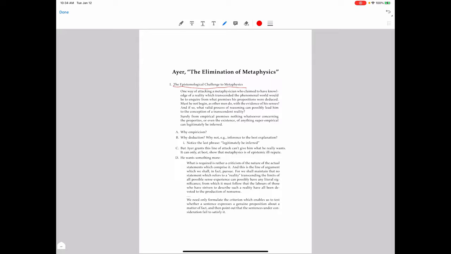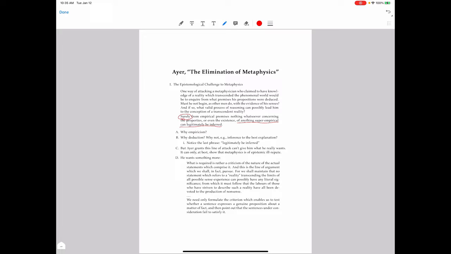One way of attacking a metaphysician who claimed to have knowledge of a reality which transcended the phenomenal world would be to inquire from what premises his propositions were deduced. Must he not begin, as other men do, with the evidence of the senses? And if so, what valid process of reasoning can possibly lead him to the conception of a transcendent reality? Surely, you gotta love it when a philosopher uses surely. In any case, surely from empirical premises, nothing whatsoever concerning the properties or even the existence of anything super empirical can legitimately be inferred.